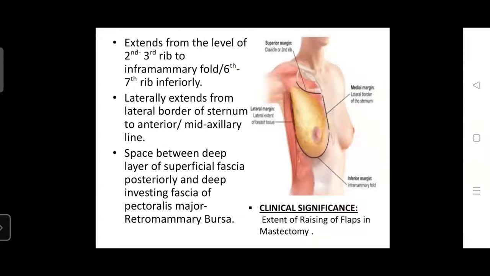The breast extends from the level of the second or third rib to the inframammary fold at the sixth or seventh rib inferiorly. The lateral extent of the breast is from the lateral border of the sternum to the anterior or mid-axillary line. Of special importance is the space between the deep layer of the superficial fascia posteriorly and the deep investing fascia of the pectoralis major, which is known as the retromammary bursa. Few lymphatics run in this bursa, and thus it is to be removed during mastectomy to remove these lymphatics as well. Of clinical significance in knowing the extent of the breast is the extent of raising of flaps in mastectomy.